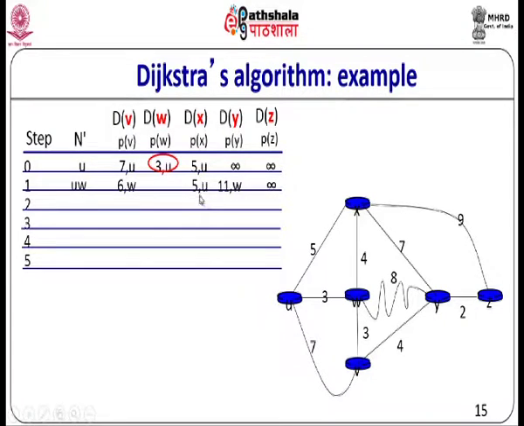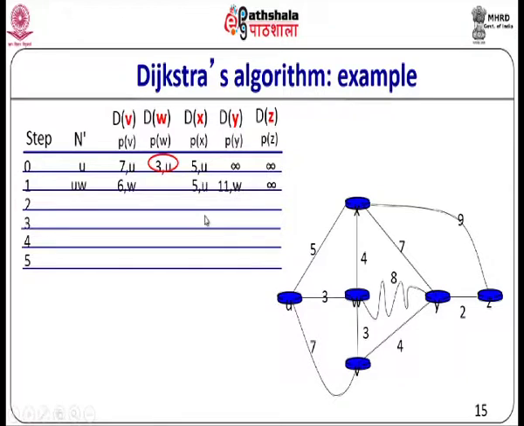Now, there is no change with respect to distance to x, because this gives you a distance of 5, this is 3 plus 4, 7. So, this is a better route itself. So, 5 remains as such, and there is no information about reaching y. You have some new information now, because you can reach this through W with a distance of 3, and from here you can reach it with a distance of 8. So, 8 plus 3, 11.